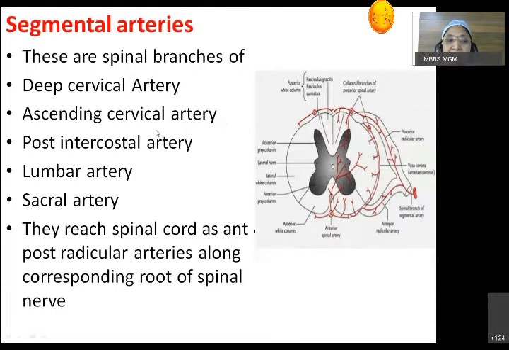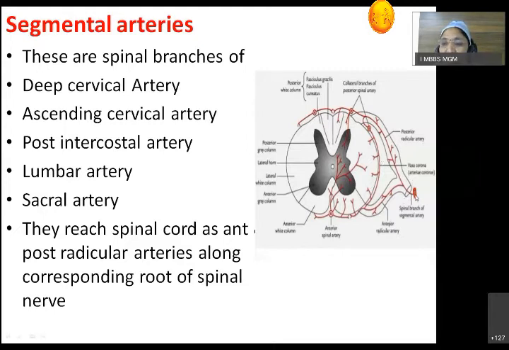In the thoracic region, they are coming from the posterior intercostal artery. In the lumbar region, they are coming from the lumbar artery, whereas in the sacral region, they are coming from the sacral arteries. Thus, these segmental arteries are present outside the vertebral column. They are coming from different regions of the spinal cord. Then how do these segmental arteries enter the vertebral column? These segmental arteries enter the vertebral column through the intervertebral foramen.